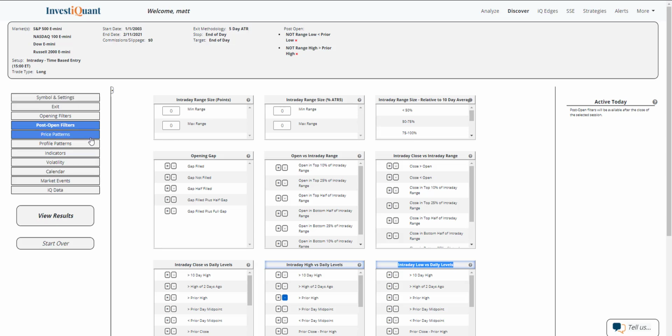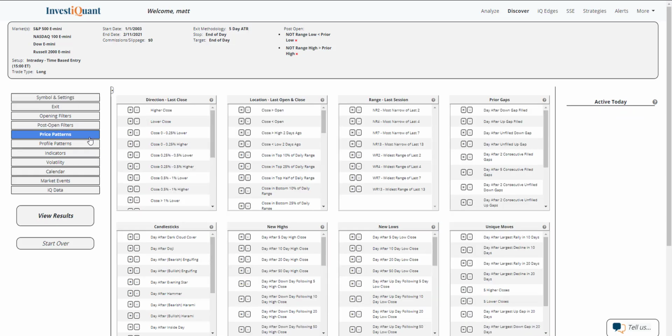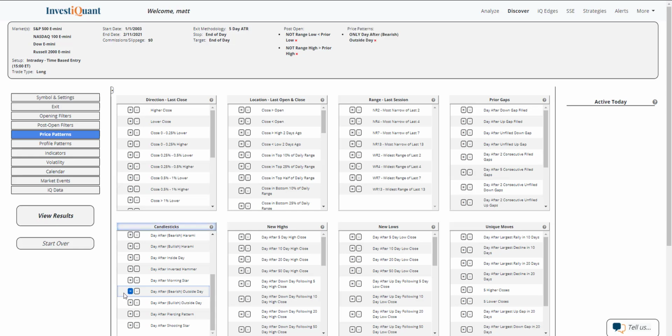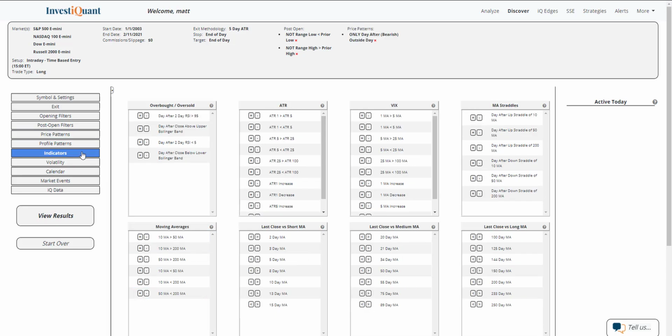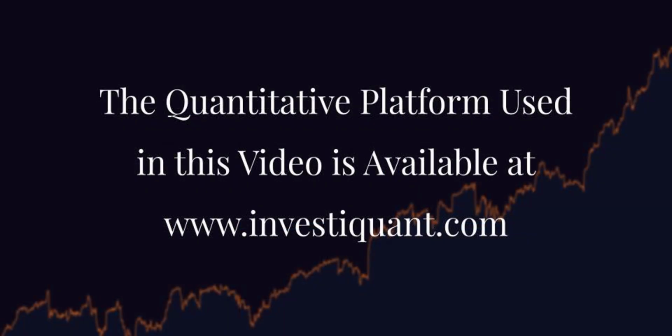Next, I'm going to go into the price patterns. I'm going to grab that day after a bearish outside day by going to the candlestick section, scroll down to the bottom, hit equals next to day after bearish outside day, and then go into indicators. I'm going to say we are above the 10, we are above the 200-day simple moving average. Then I'm going to click view results.